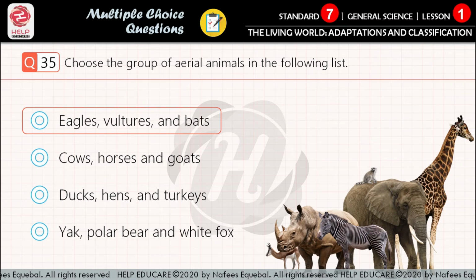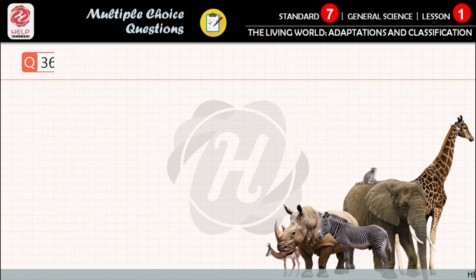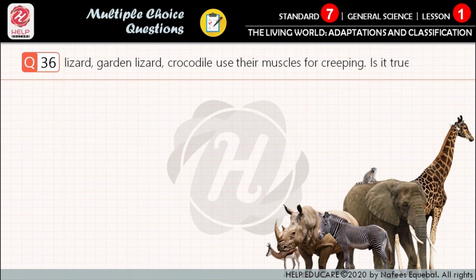Correct answer is eagles, vultures, and bats. Question number 36. Lizard, garden lizard, crocodile use their muscles for creeping. Is it true or false? First option, true. Second option, false.